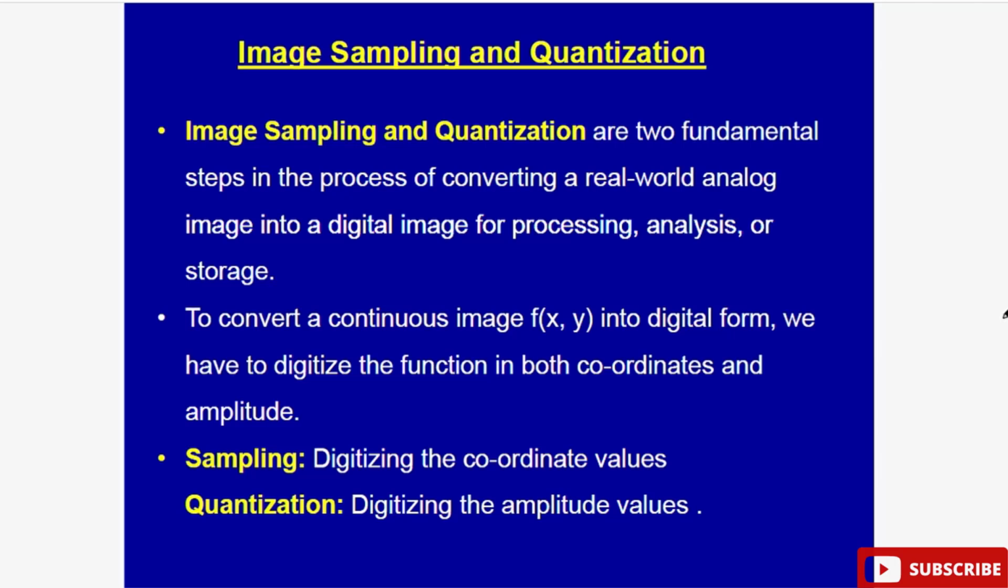What is image sampling? We know the pixel is represented with two things, its spatial coordinates and intensity. So to convert analog image into digital image, you have to do some operations on both coordinates and intensity. Digitizing the coordinate values is called sampling, and digitizing the amplitude values is called quantization. Here amplitude means intensity. So digitizing the intensity is called quantization. When we do sampling and quantization for an analog image, it can be converted into digital image.